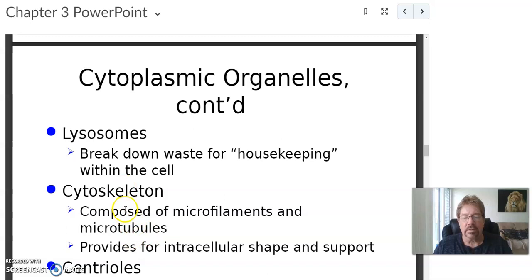Cytoskeleton. Think of this, guys, exactly as like if you went to Walmart, Wally World there, and bought a tent, a little pop-up tent with those fiberglass rods. Those rods are comparable to the cytoskeleton. They're microfilaments and microtubules are what they're called. But this helps give a framework and a support.